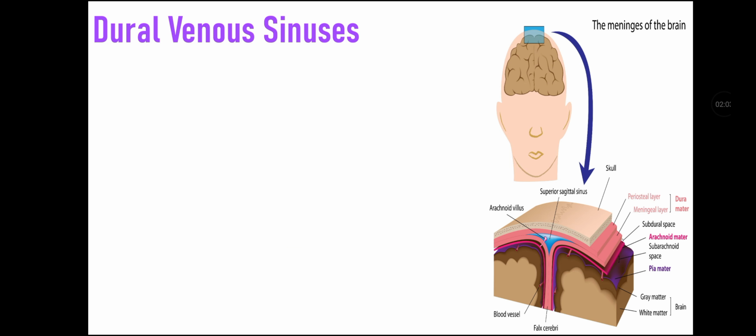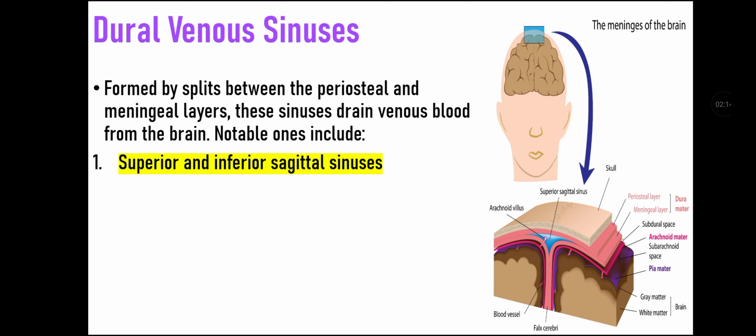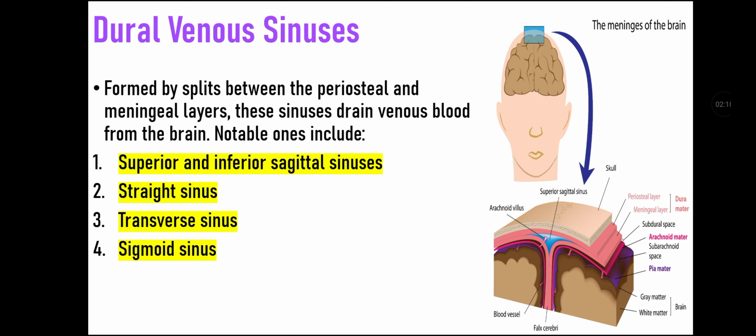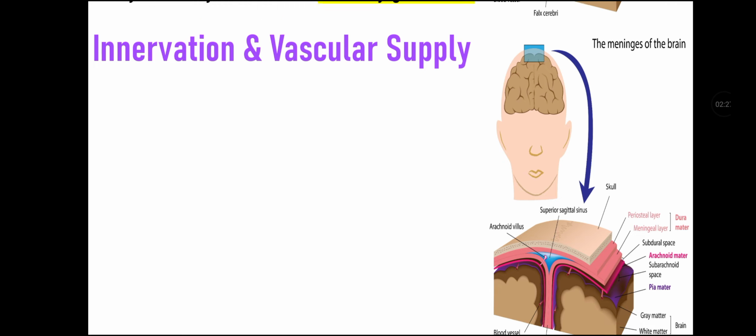Next we will talk about dural venous sinuses. They are formed by splits between periosteal and meningeal layer of dura mater. These sinuses drain venous blood from the brain. Notable ones include superior and inferior sagittal sinus, straight sinus, transverse sinus, sigmoid sinus, and cavernous sinus. They ultimately drain into internal jugular vein. All of these sinuses drain into the internal jugular vein.